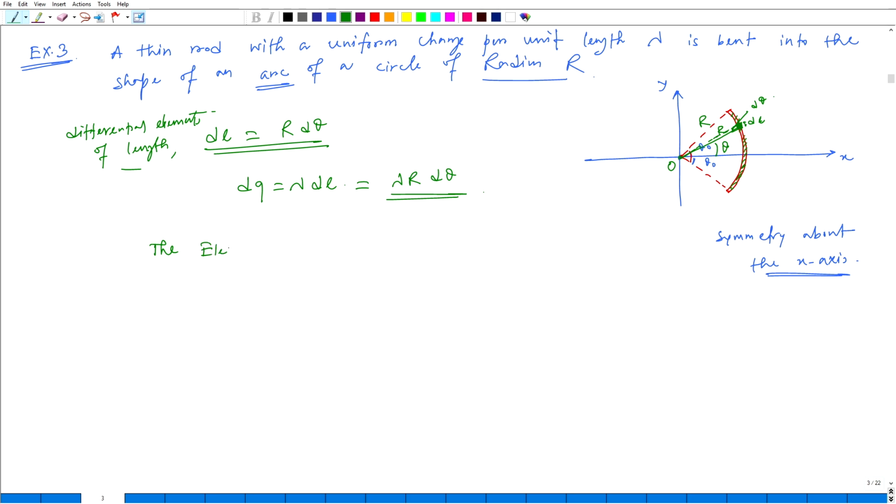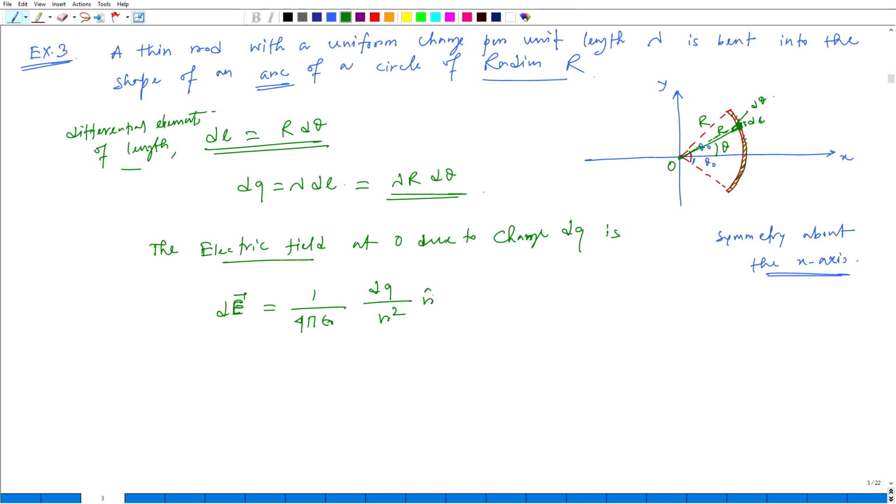So the electric field at O, the origin, due to charge dq is dE, again differential, equal to 1 over 4 pi epsilon naught, dq over r square, times r cap. This is the general form. Now the distance here is capital R, the radius of the arc, times the r cap.